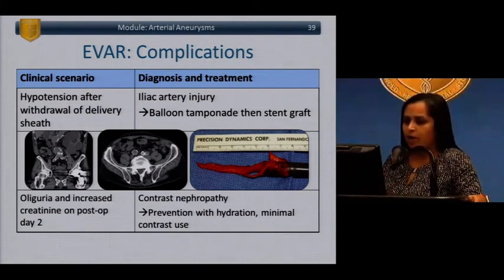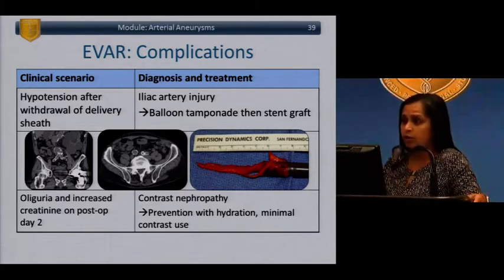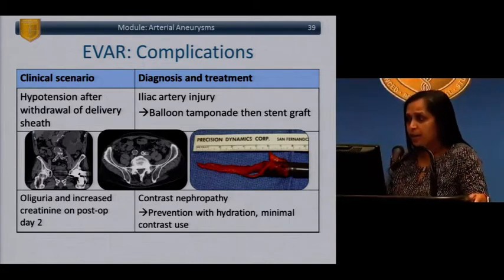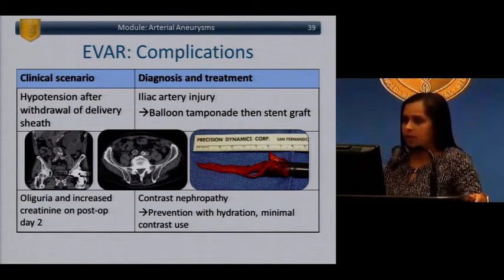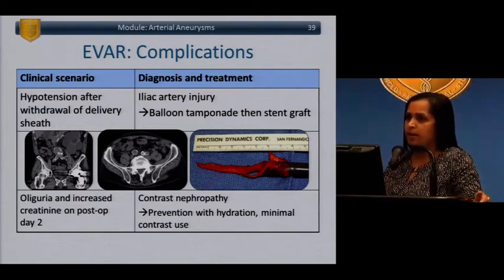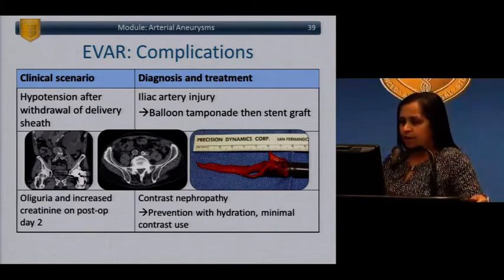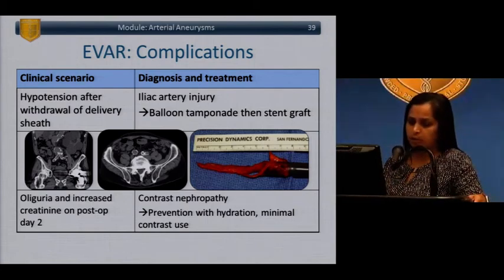The scenario of oliguria and an increased creatinine is usually an issue with contrast nephropathy. We do try to minimize the amount of contrast that we use, but when you're trying to do aortograms, this can increase pretty rapidly without you realizing it. It's important to pay attention to it, and then preventing it in a patient who is at higher risk, diabetic, patient with some elevated renal function tests to begin with, hydration, and trying to minimize the contrast use is important.